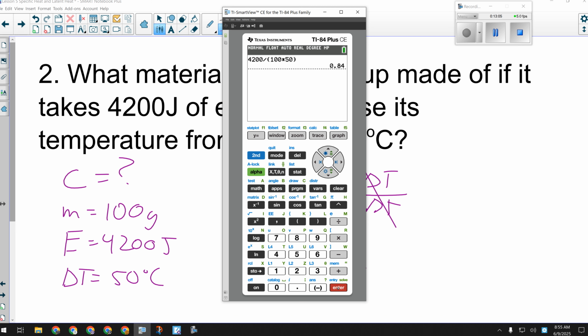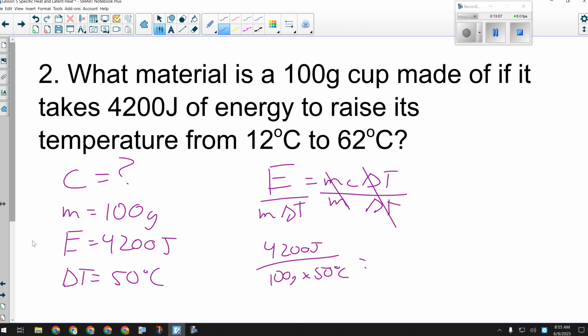Is that glass? Yeah. So if you were doing this on a test, I'd still be looking for 0.84 joules per gram degree Celsius, and then equals glass on the end of that.